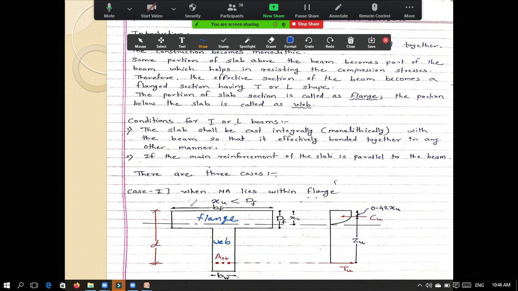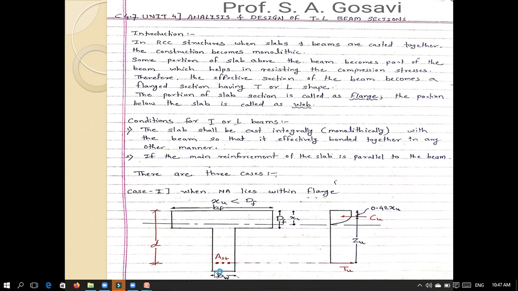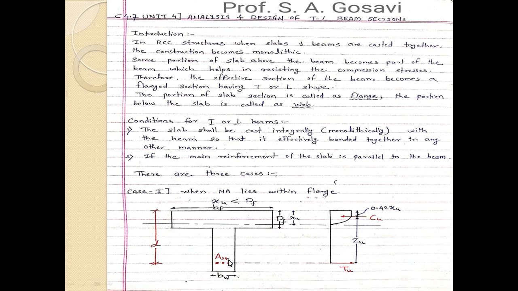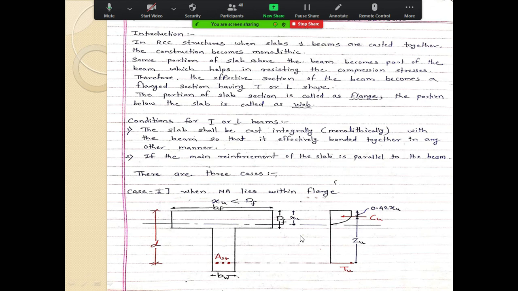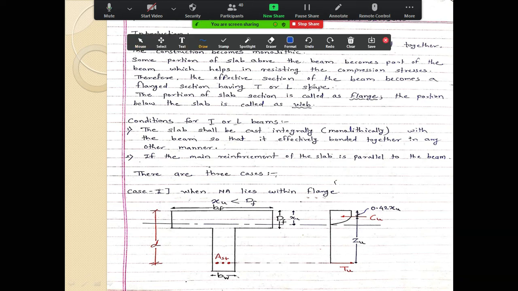The notation given for the width of the flange is BF. The total depth of the flange is called DF. Then this is the reinforcement provided in the beam, AST. From the top up to the center of the reinforcement, this is your effective depth D. And this BW is the width of the web section.